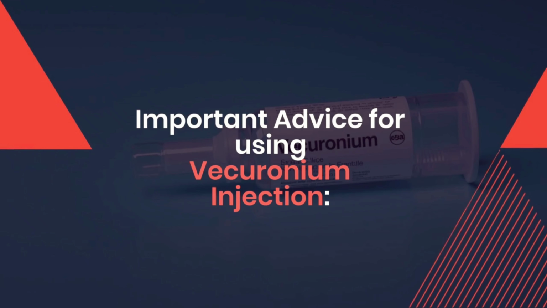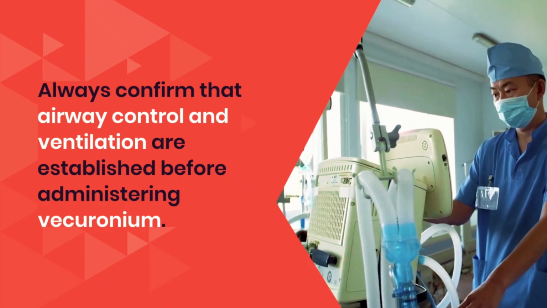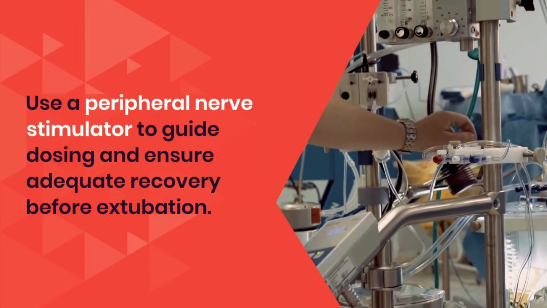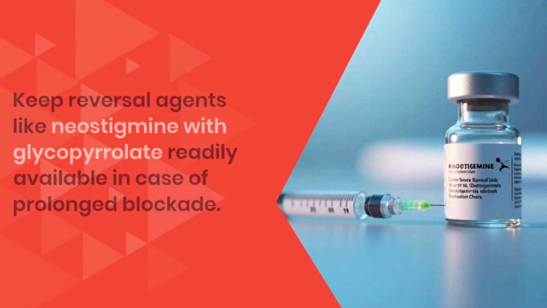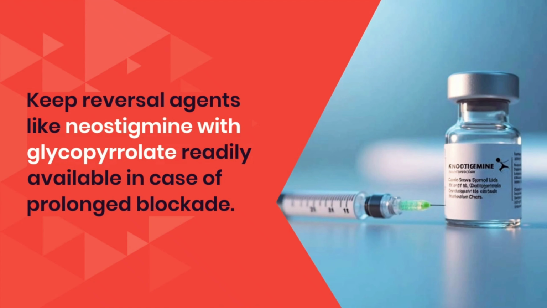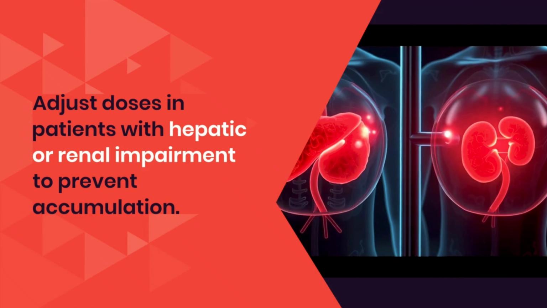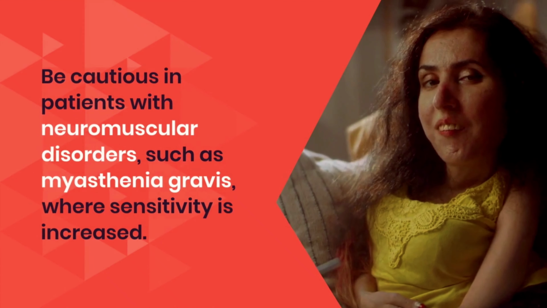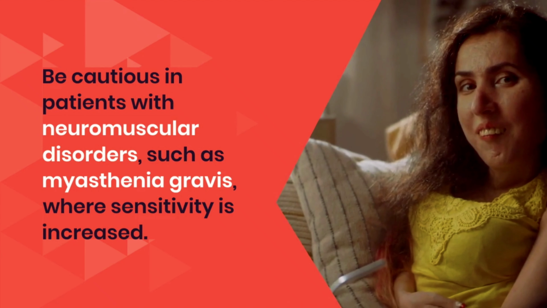Next, important advices for using Vecuronium Injection. Always confirm that airway control and ventilation are established before administering Vecuronium. Use a peripheral nerve stimulator to guide dosing and ensure adequate recovery before extubation. Keep reversal agents like neostigmine with glycopyrrolate readily available in case of prolonged blockade. Adjust doses in patients with hepatic or renal impairment to prevent accumulation. Be cautious in patients with neuromuscular disorders, such as myasthenia gravis, where sensitivity is increased.